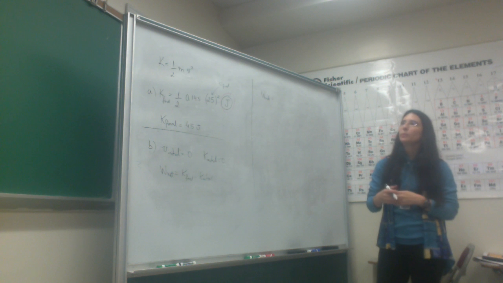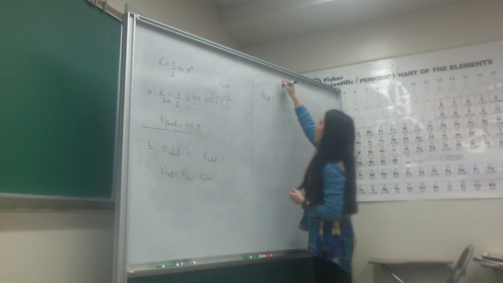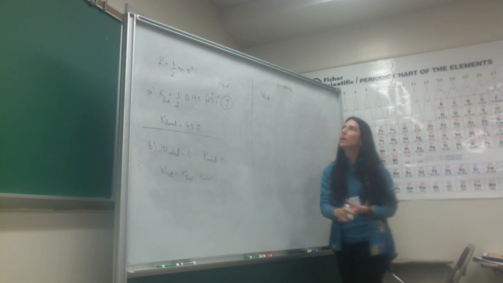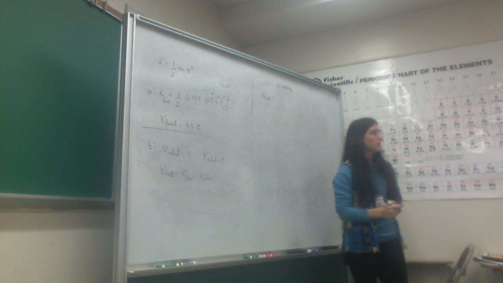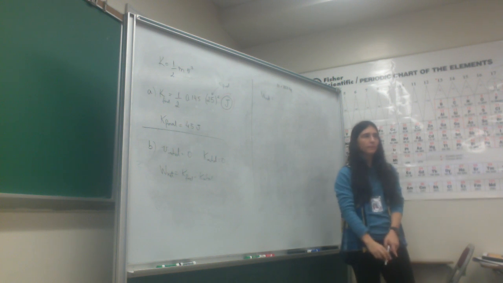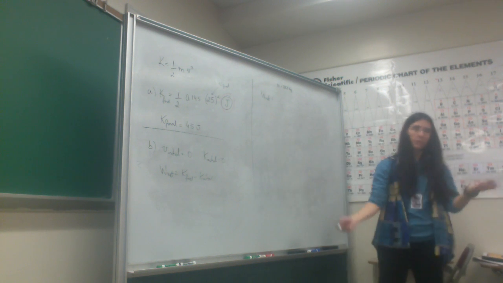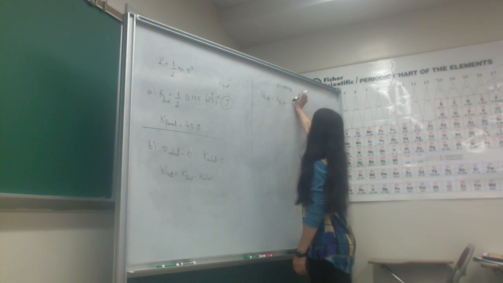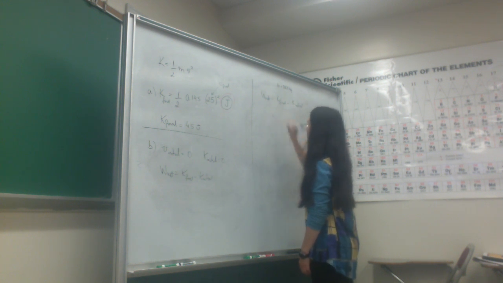So, how much work is required to accelerate a car that has 1,000 kilograms from 20 to 30 meters per second? How do I find this net work? K final minus K initial. Exactly. K final, final kinetic energy, minus initial kinetic energy. All right, what should I put there?